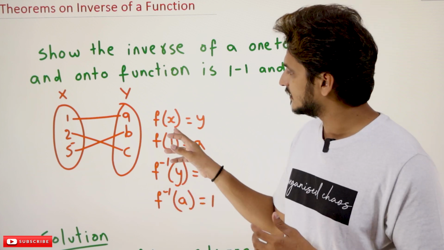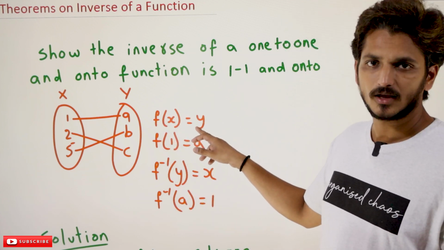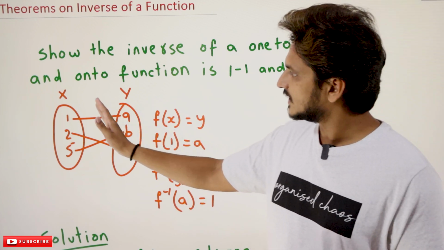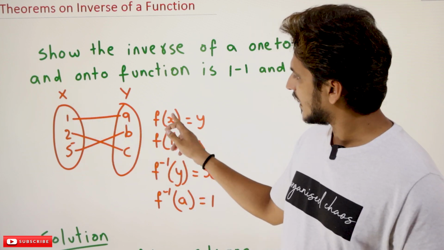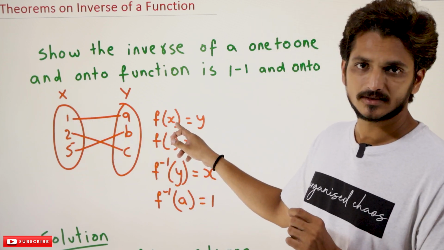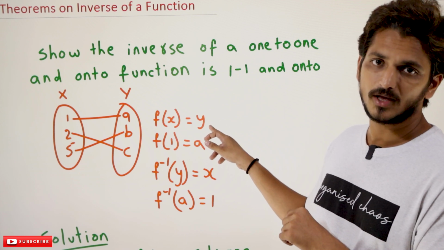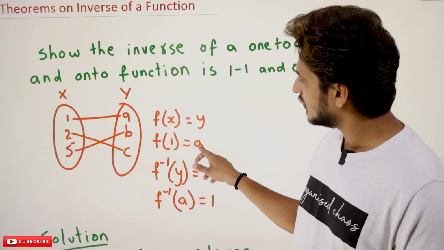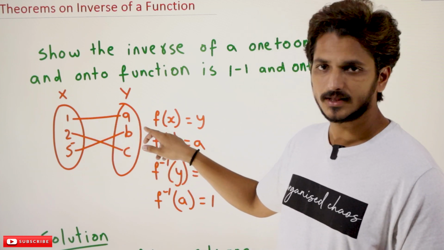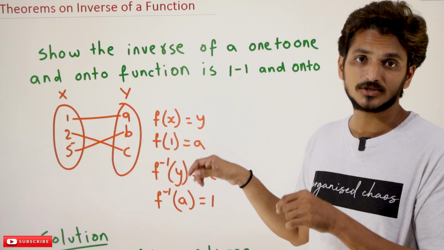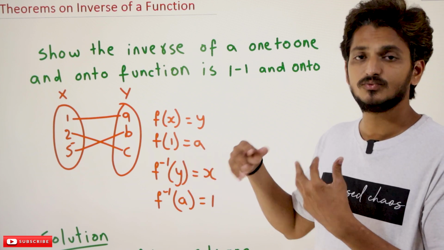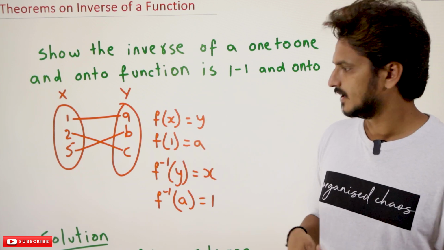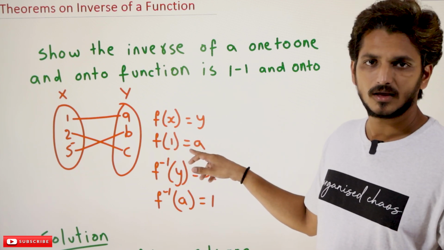So this can be written like this: f of x equal to y. What's the meaning of this? Function f applied on element x is going to give you output y, meaning x is mapping to y. f of 1 equal to a, 1 is mapping to a. That is the meaning of this function f. These are the basics which we covered previously. f of 1 equal to a.